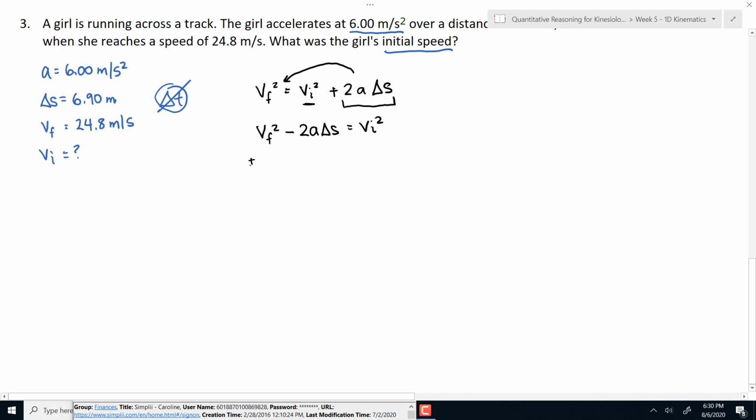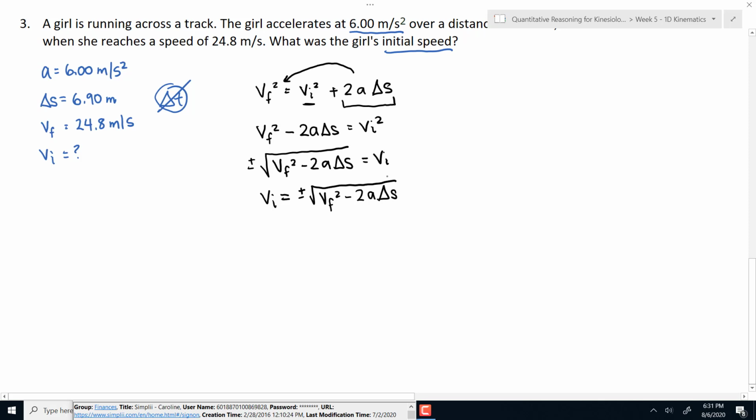So I have plus or minus the square root of v final squared minus 2a delta s equals v initial. I'm just going to rewrite it, so v initial squared. Sorry, it should just be v initial because I square rooted it. So now I'm just going to rearrange it so v initial is on the left side. It just looks nicer that way. Equals plus or minus the square root of v final squared minus 2a delta s.